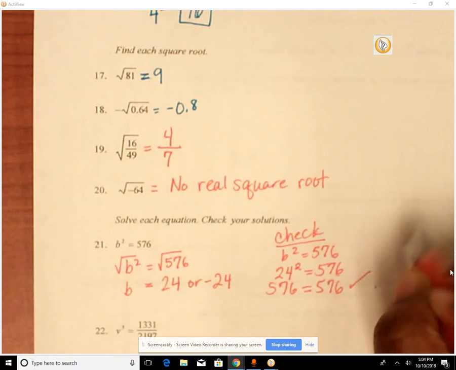576 is equal to 576. That means our answer is right, because we got something equal.